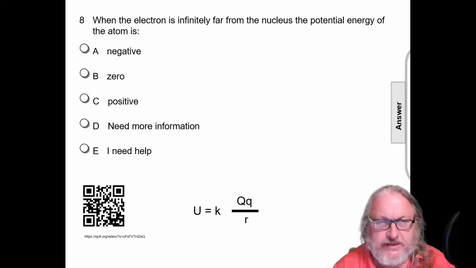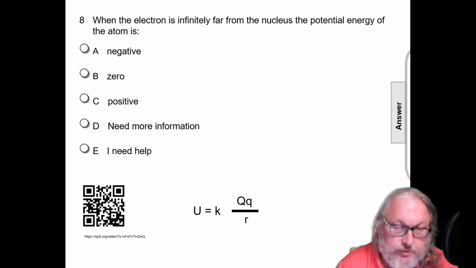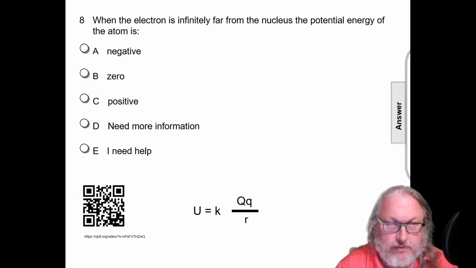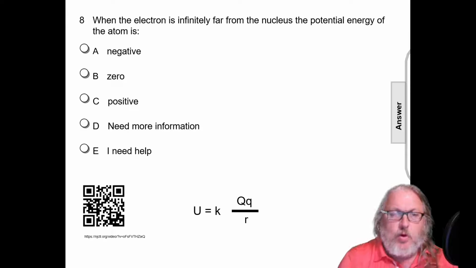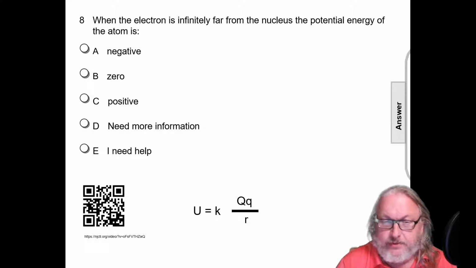When an electron is infinitely far from the nucleus, the potential energy of the atom, okay, so q has a minus 1 charge. The nucleus has a positive 1. Look at r. As r gets bigger, it's going to be a bigger number. So when it gets to like 10, that's 1 times negative 1 over 100. So that's going to be a 0-type number.